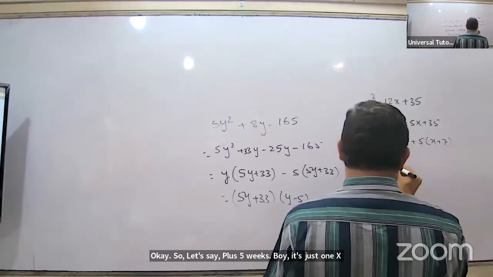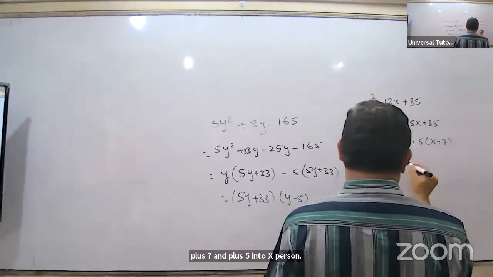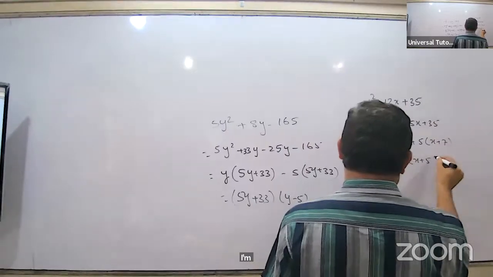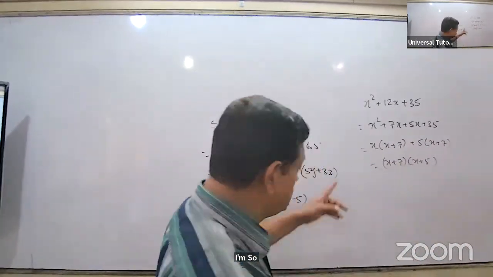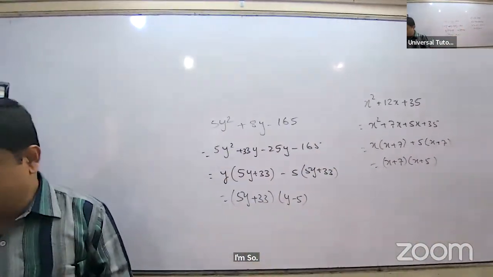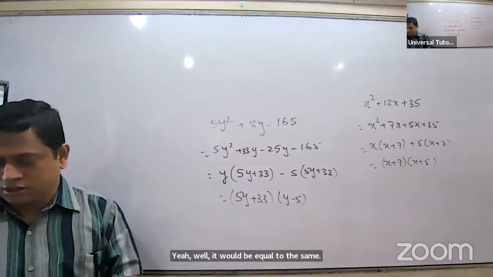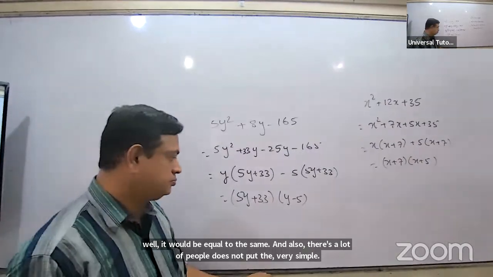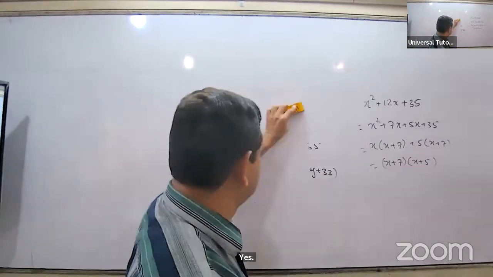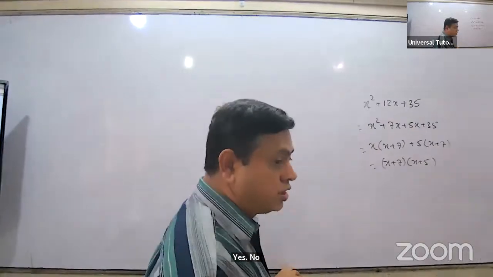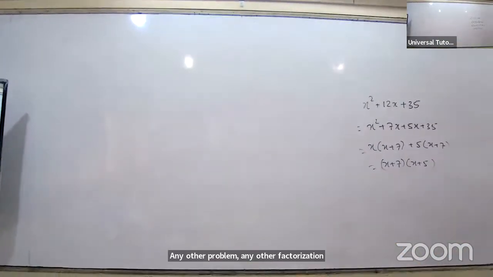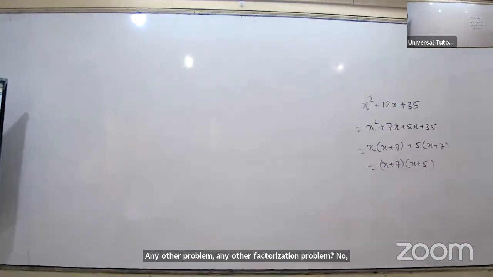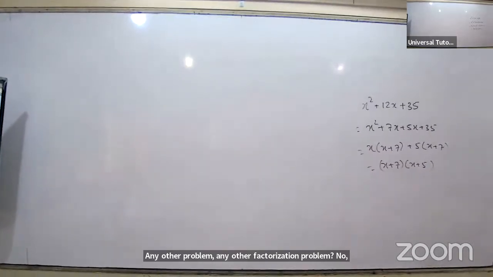Naman, you got these all? Remember to put the equal to symbol and all. Quite a lot of people do not put the equal to symbol. Yours. Yes, sir, I will do. Okay. Any other problem? Any other factorization problem? No. Okay. Yeah. Identities, all of you learned now?